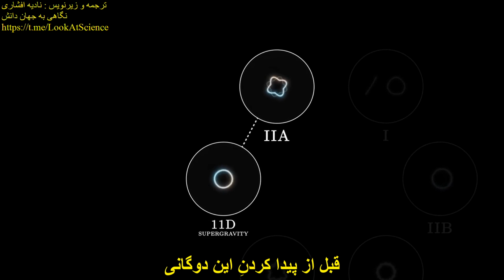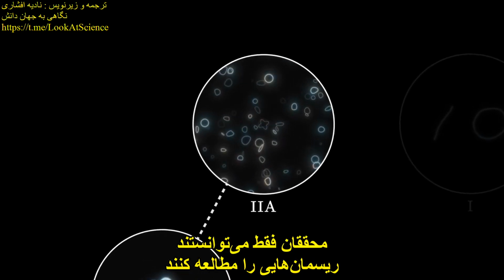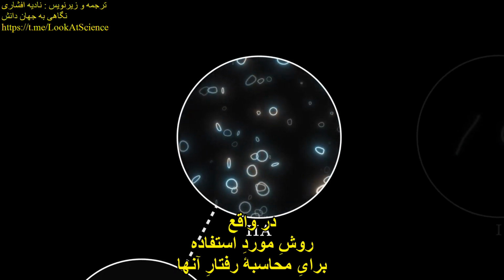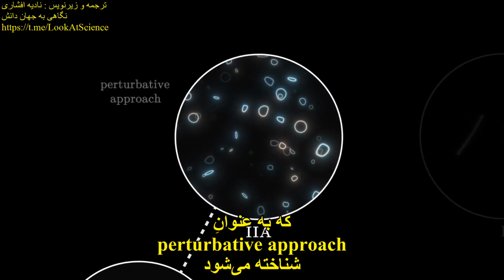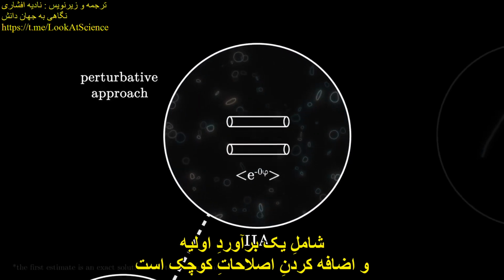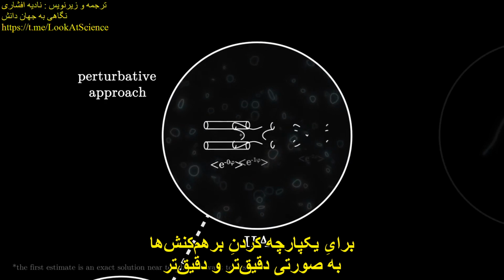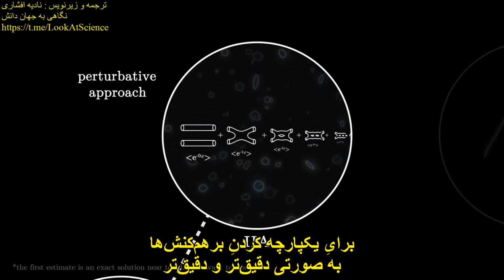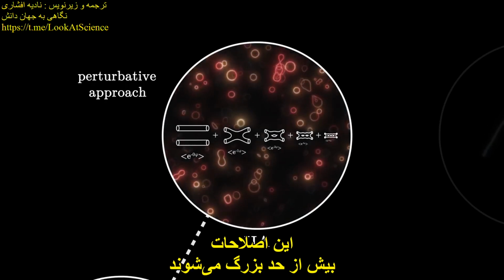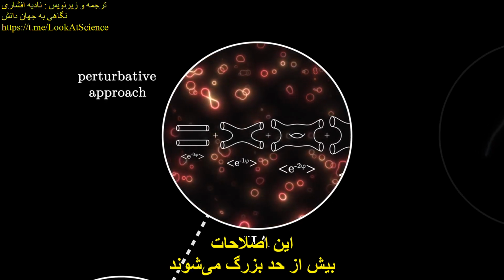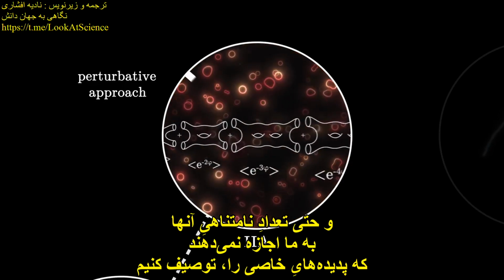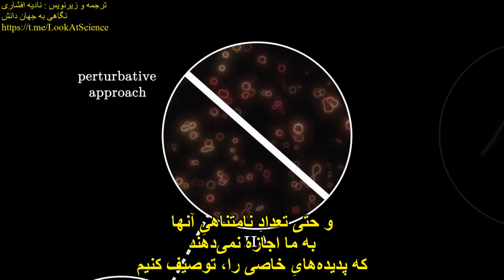Before discovering this duality, researchers could only study strings which interact weakly with each other. Indeed, the method used to calculate their behavior, known as the perturbative approach, consists in taking a first estimate and adding small corrections to integrate interactions more and more precisely. If the strings interact strongly, however, these corrections become too large. They cannot refine the result, and even an infinite number of them would not allow us to describe certain phenomena.